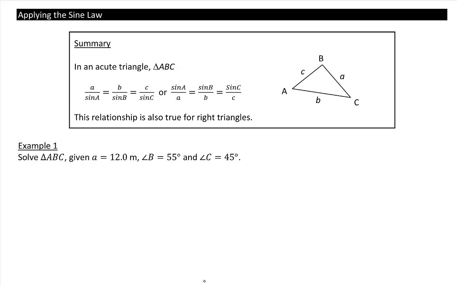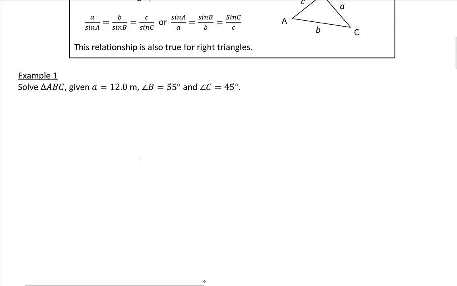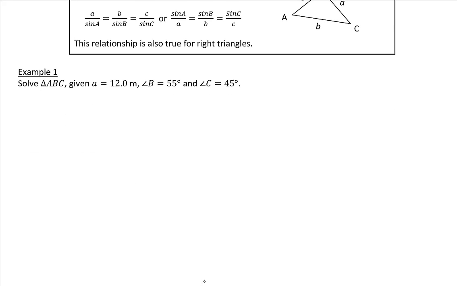Normally we would spend time developing the formula, but due to our time constraints, I'm just going to go through how to use this formula. So example 1. Solve triangle ABC given that side A is equal to 12.0 meters, angle B is 55 degrees, and angle C is 45 degrees. So given that information, the first thing we should do is draw a picture.